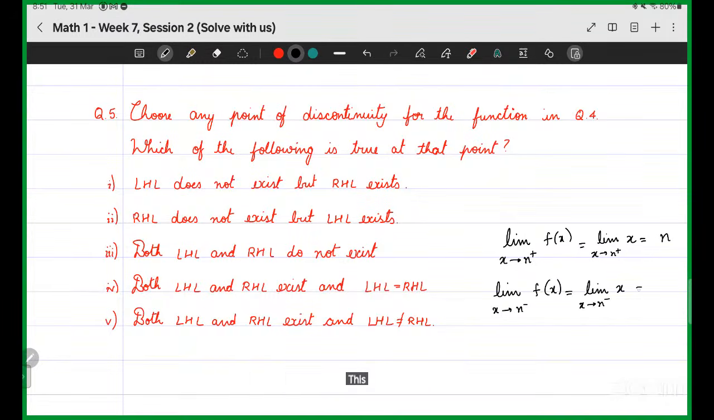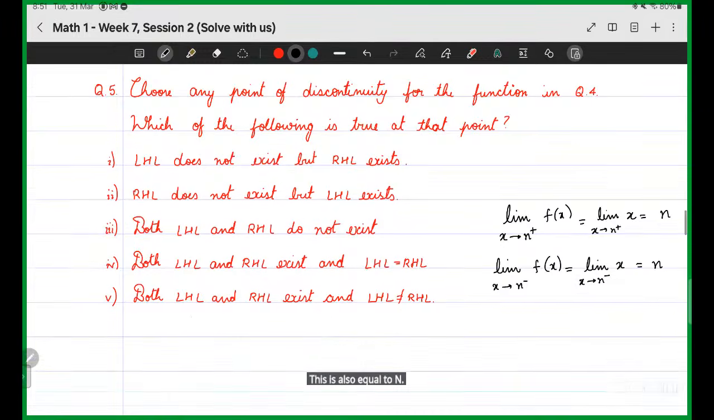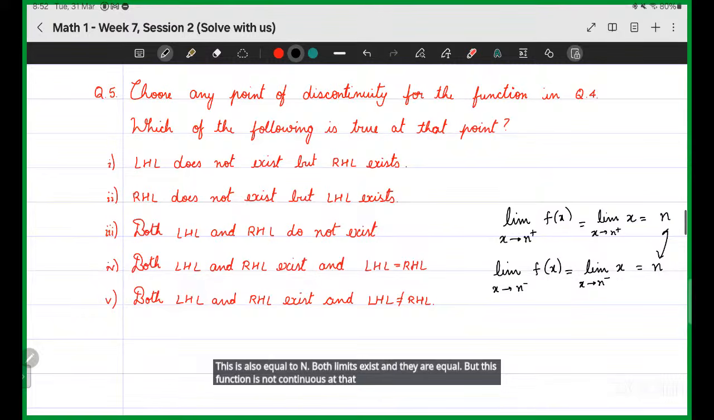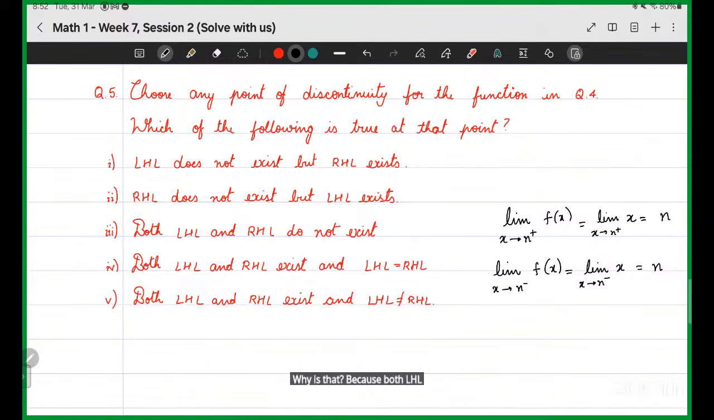This is also equal to n. Both limits exist and they are equal. But this function is not continuous at that integer unless it is 0. Why is that? Because both LHL and RHL exist and they are equal, but they are not equal to the function value at that point.